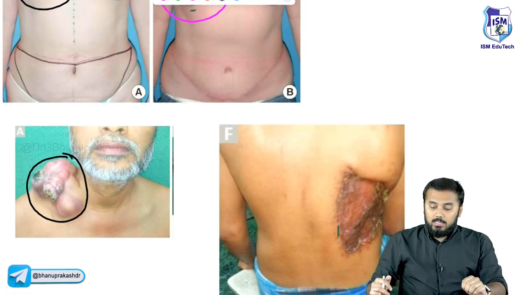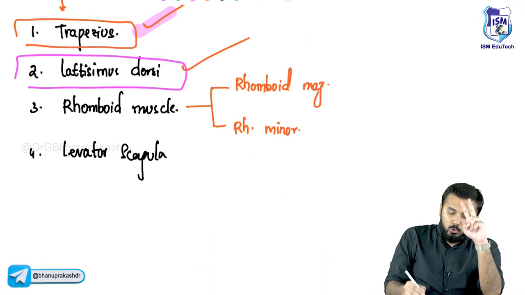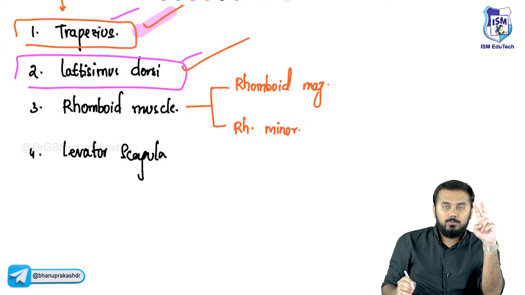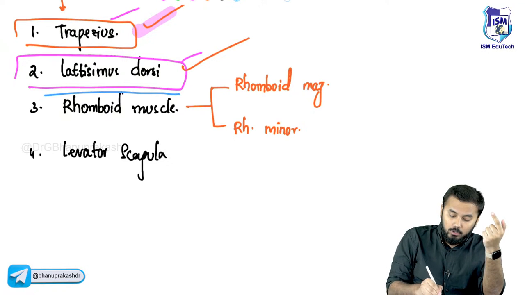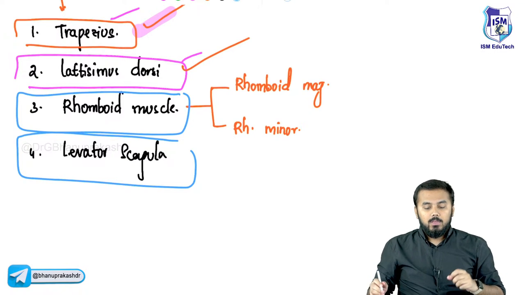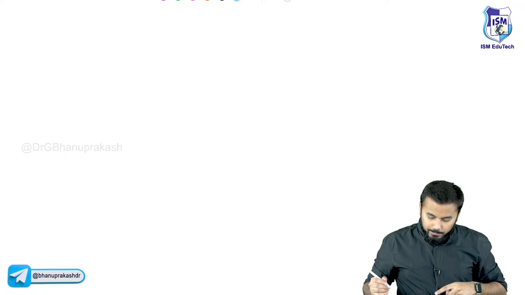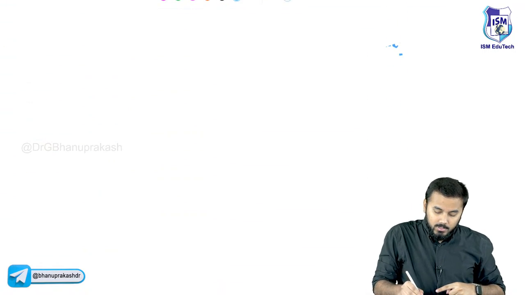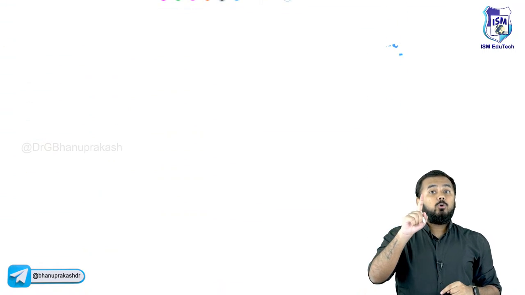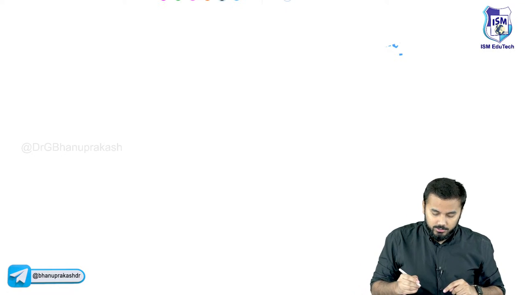Chalo. So we successfully discussed two muscles yahan pe. What are the two muscles? One is your trapezius, Latissimus Dorsi, and now we will discuss rhomboid muscle and levator scapulae muscle. Okay? Rhomboid and levator scapulae muscle. Now for that, I need a small picture over here. Class ke baad you have to do MCQs also. I'll make you to do MCQs. Okay? Let us see how much you understood.